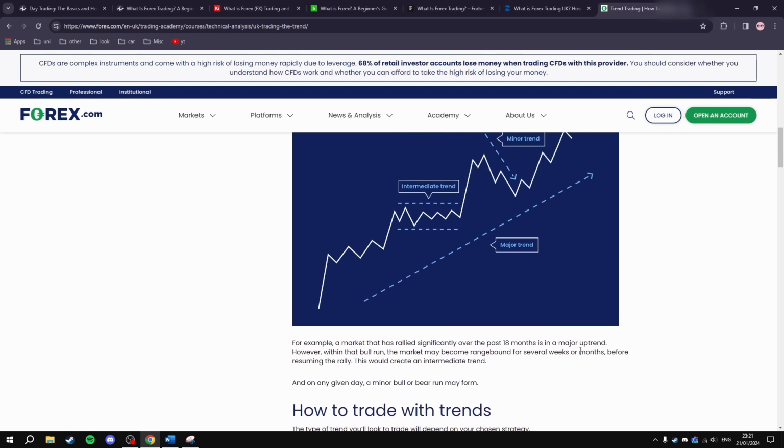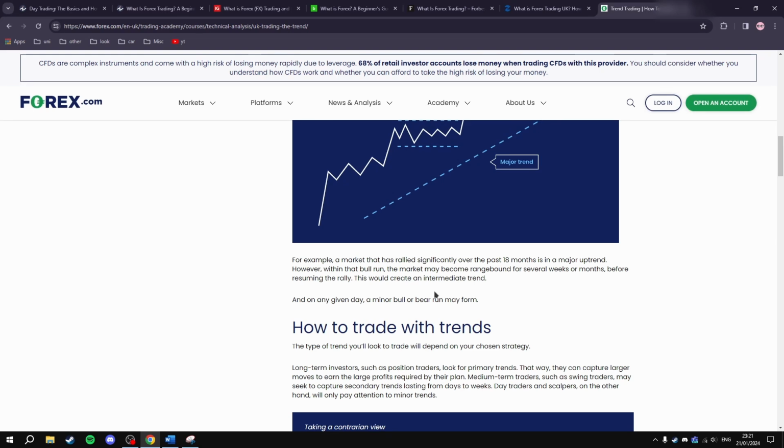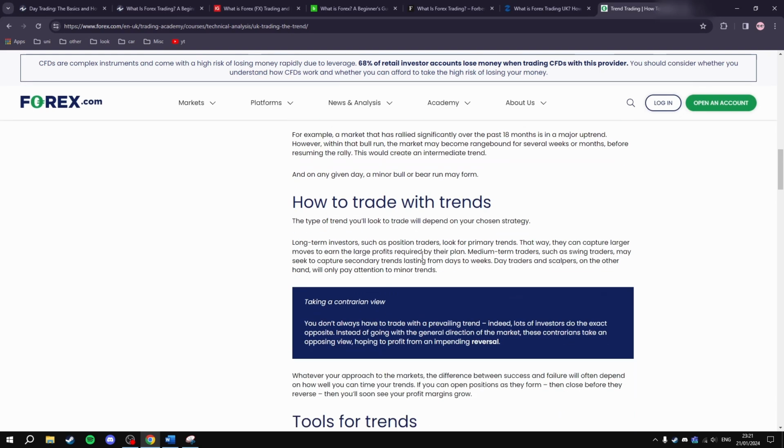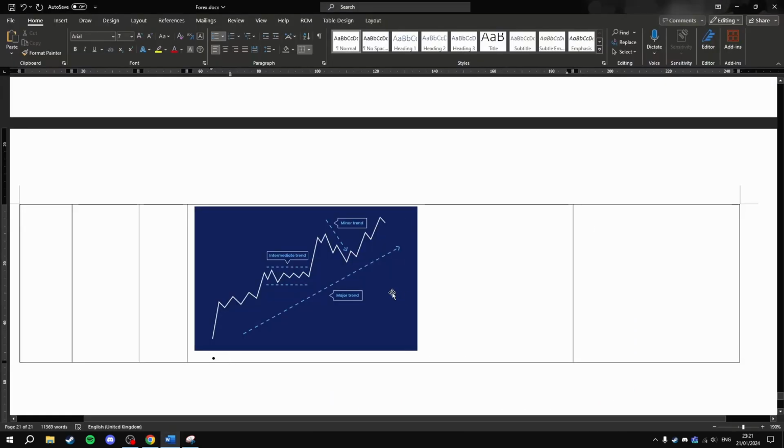The one thing I don't like is the fact that they keep calling it different things. So, if it's an uptrend, they'll call it a bull run, but I don't get why they just couldn't call it a major uptrend here as well, just to keep consistency, you know. But oh well. How to trade with trends.